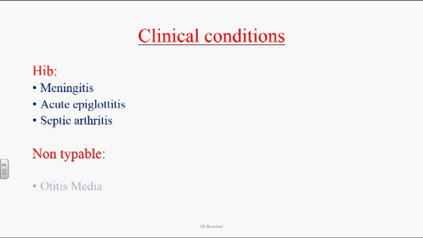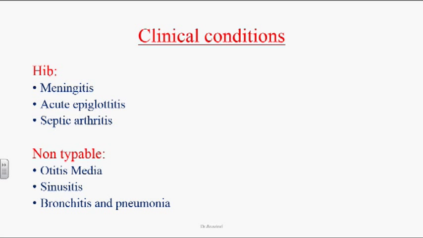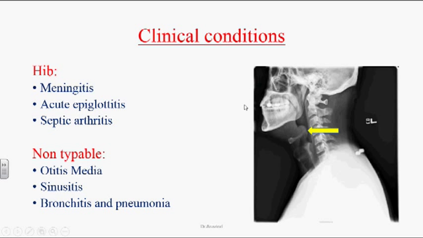Non-typable organisms can cause otitis media, middle ear infections, sinusitis, bronchitis and pneumonia in these patients, because these non-typable organisms are non-capsulated. Whenever they get trapped in these areas, because of localized adhesion to the tissues, they can cause damage, because these organisms have endotoxin, and because of the endotoxin action on local tissues, we can see otitis media, sinusitis, bronchitis and pneumonia conditions.